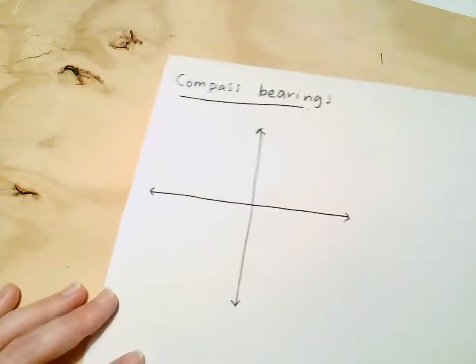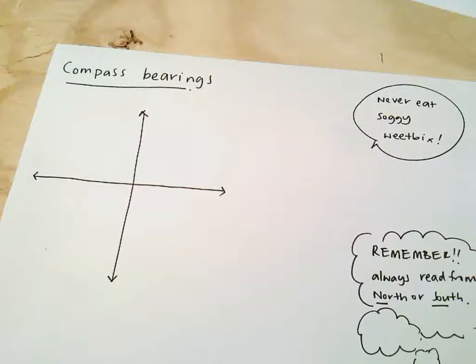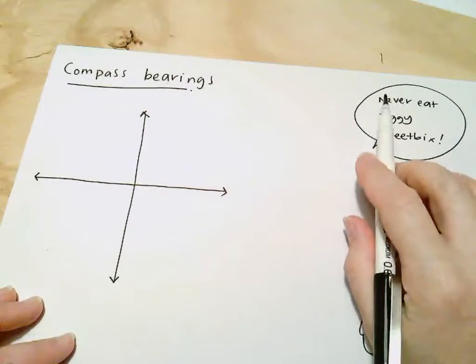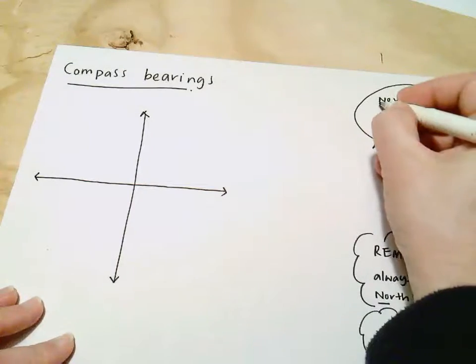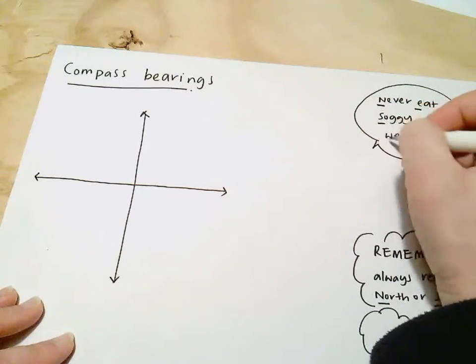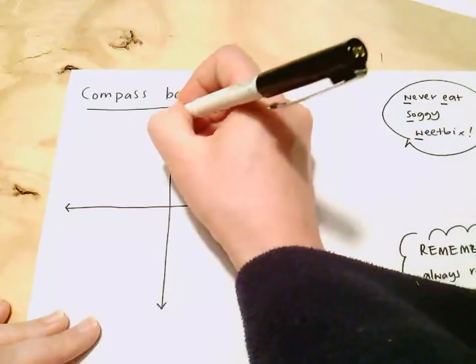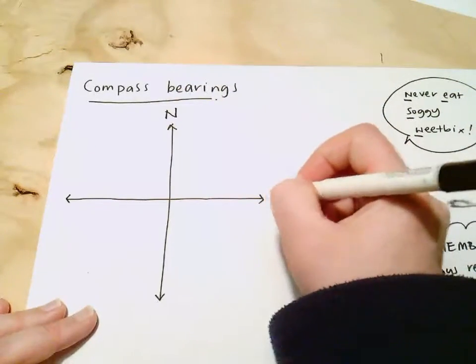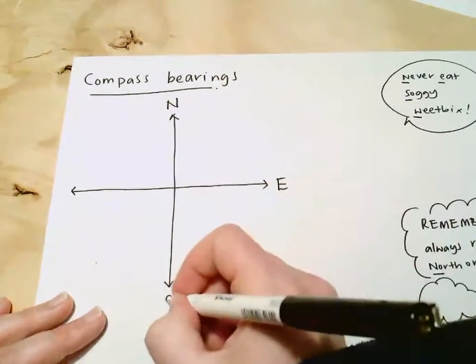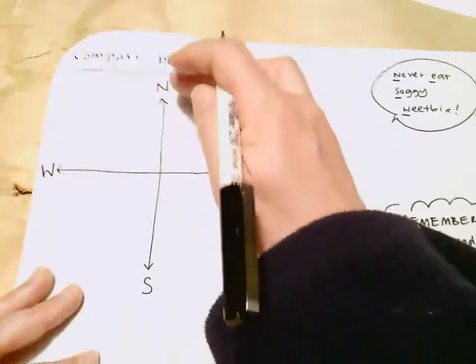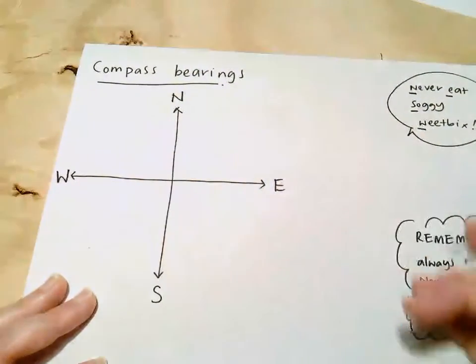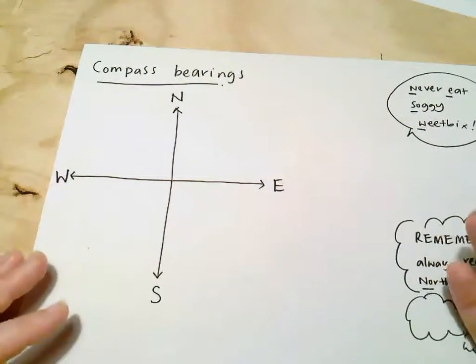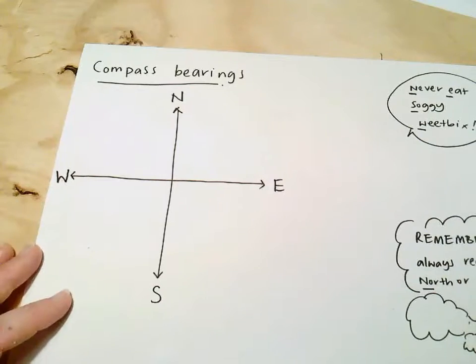Hopefully you can remember how to label the 4 points on a compass, and if you can't, I always just remember never eat soggy Weet-Bix. N-E-S-W, and that's how you label going from the top. N-E, never eat soggy Weet-Bix, north, east, south and west. You might just be able to remember them, of course, it's up to you.